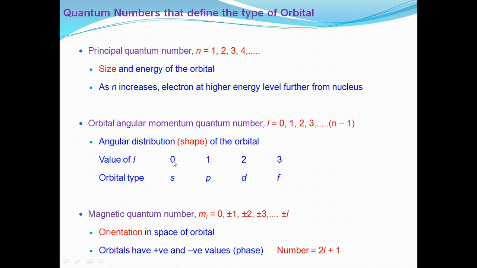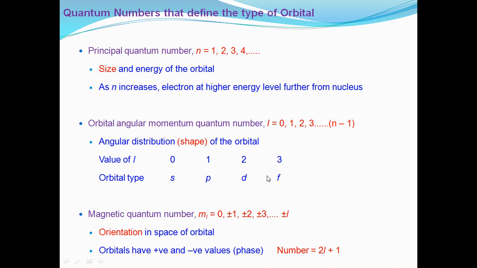Because we have only 4 values of L: 0, 1, 2, 3. When L is equal to 0, we have an s orbital. When L is equal to 1, we have a p orbital, 2, a d orbital, and 3, an f orbital.